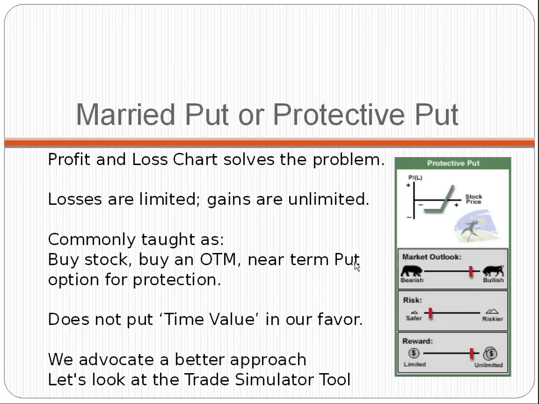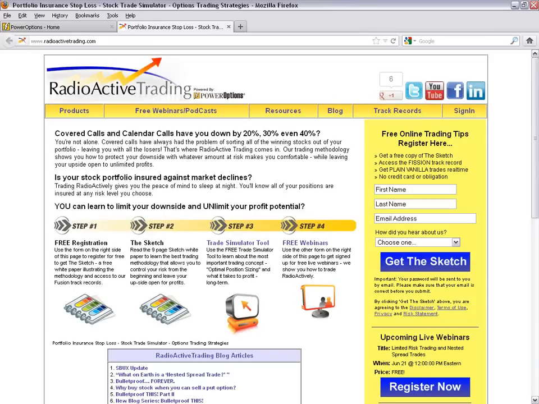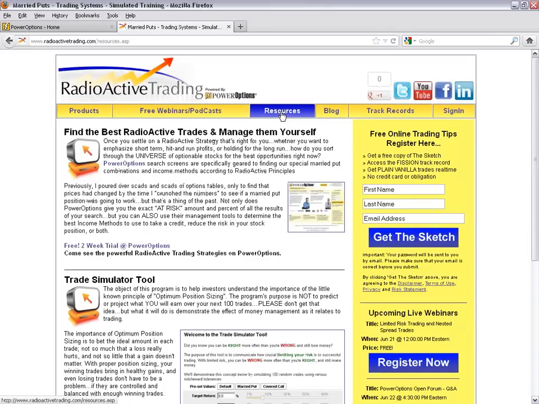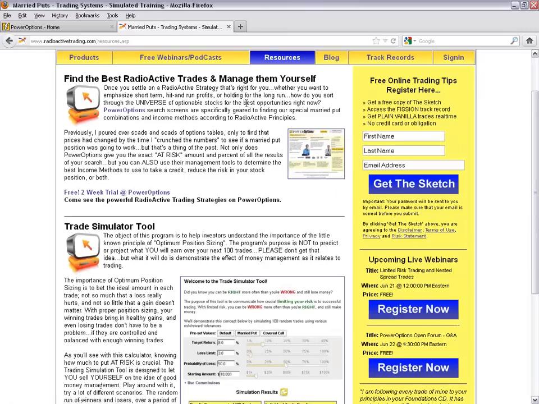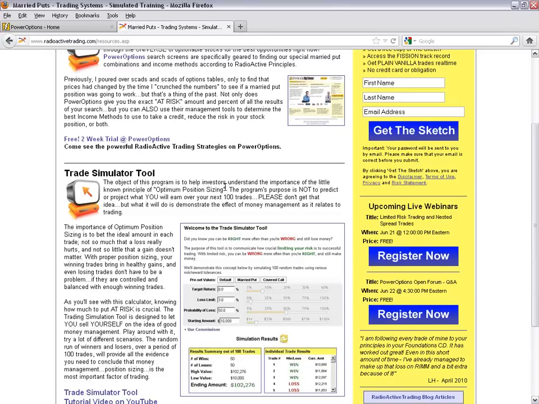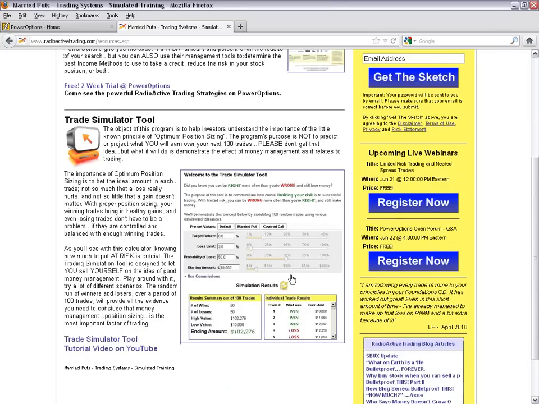Now we're going to show more of that setup when we get into the 3 core principles of radioactive trading in just a minute, but before we do that, I want to link over to the trade simulator tools we talked about before, and let's put some of this into action, okay? We're going to go into the resources tab here at radioactivetrading.com, and here you can sign up for a free 14-day trial to the Power Options tools. We're going to take a look at those at the end of the presentation a little bit. But we want to go down to the Trade Simulator tool.